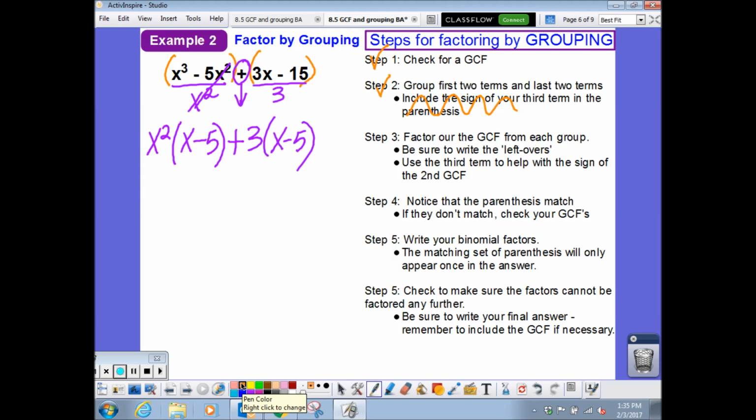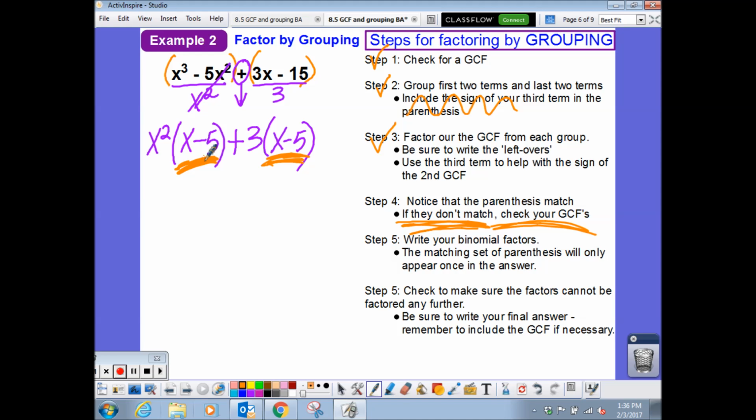All right, so look now. We've done step 3. Step 4 says, notice that the parentheses match. If they don't match, check your GCFs. If these 2 groups right here do not match, you have done something very wrong.